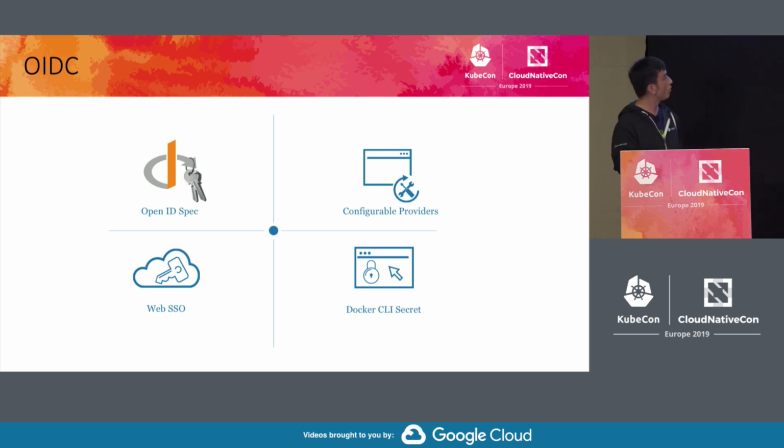Okay, so for the Docker CLI scenario, web SSO is not applicable. So a CLI secret will be generated as the delegation of the backend OIDC tokens for the user to access Harbor via the Docker command line or Helm client.